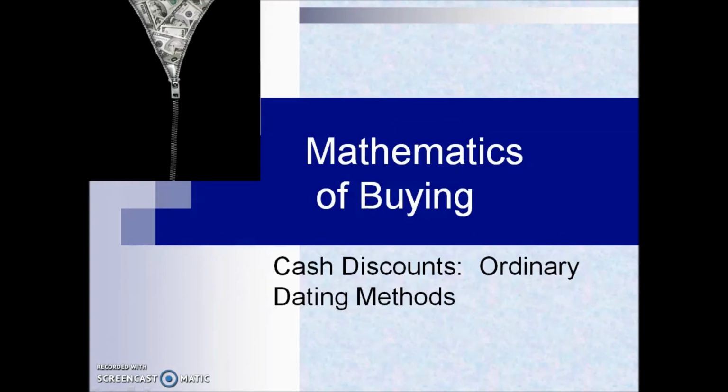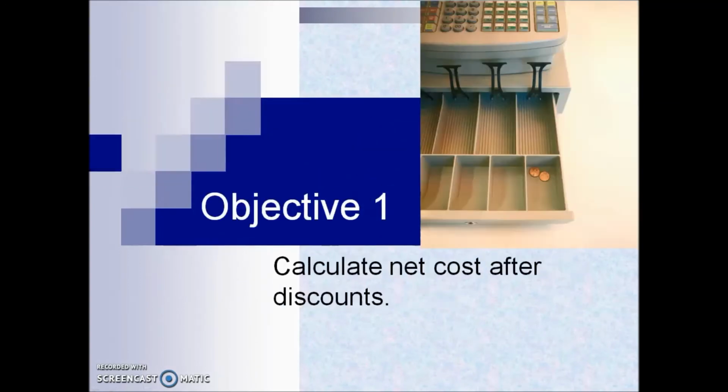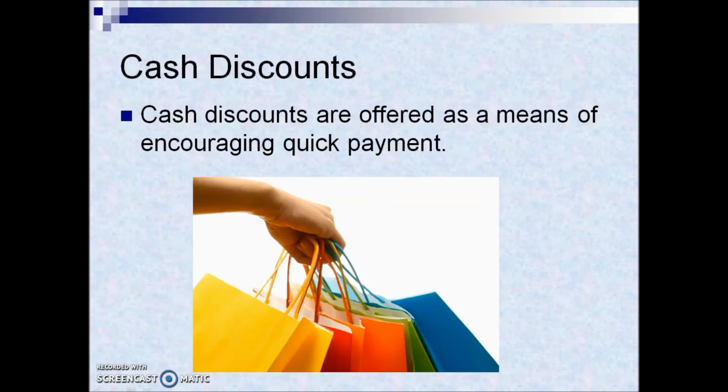Determining cash discounts using ordinary dating methods. And we're going to start off by calculating the net cost after discounts. Cash discounts are offered as a means of encouraging quick payments. In effect, the seller is saying, "Pay me quickly and receive a discount."